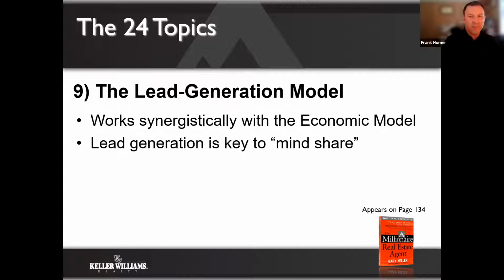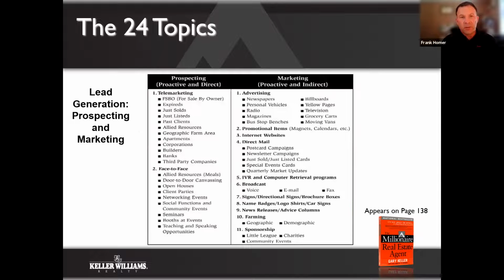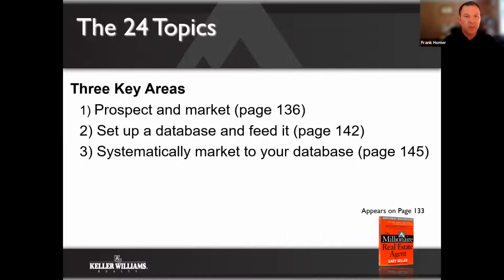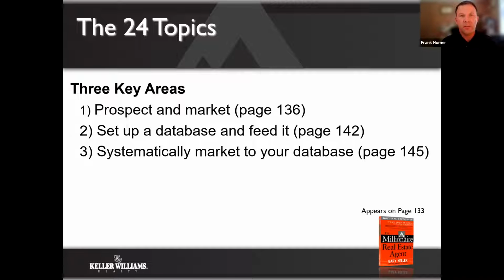So there's a graph on page 134, and you could take a look at that. It's also described there. The three key areas of the lead generation model: prospecting and marketing, page 136; setting up a database and feeding it, page 142; and systematically marketing to it.